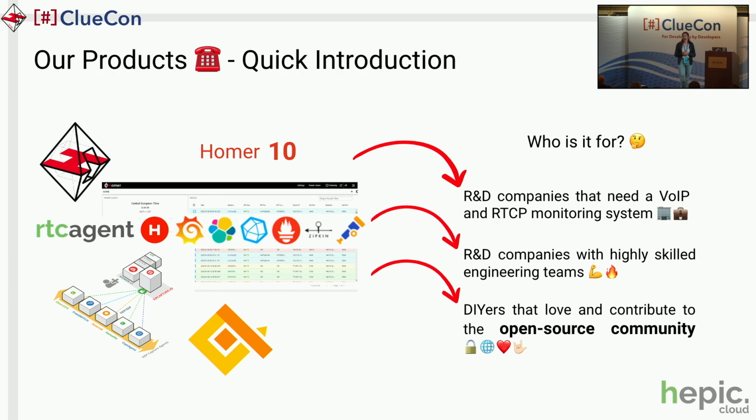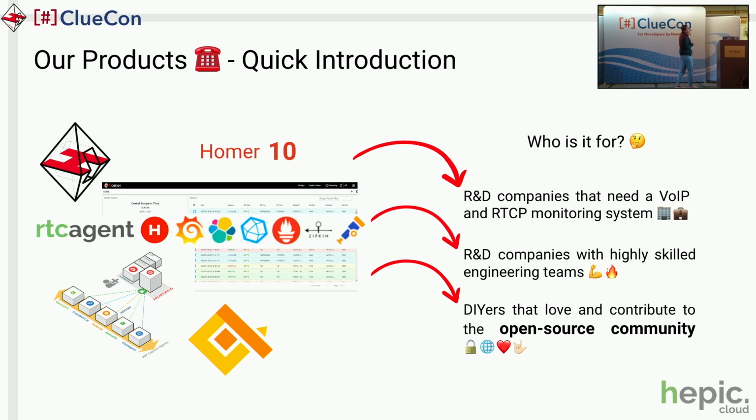Now, just because I know some people are new here, I wanted to say that Homer is our original product and how everything started for QXIP. So Homer is a framework for monitoring and analyzing VoIP and RTC traffic from any capture agent. This means that Homer is vendor agnostic, has an intuitive UI, and the best part is that Homer is an open source product, meaning it is 100% free.